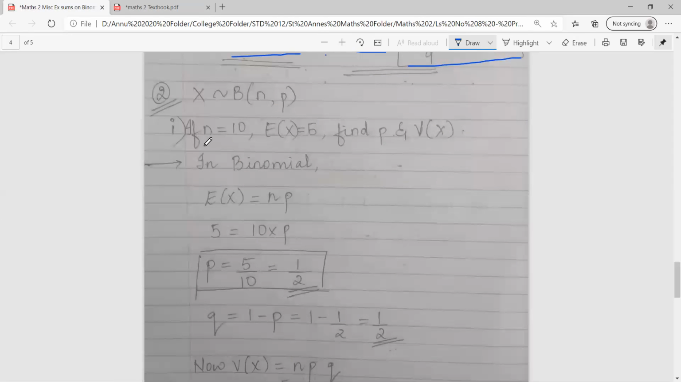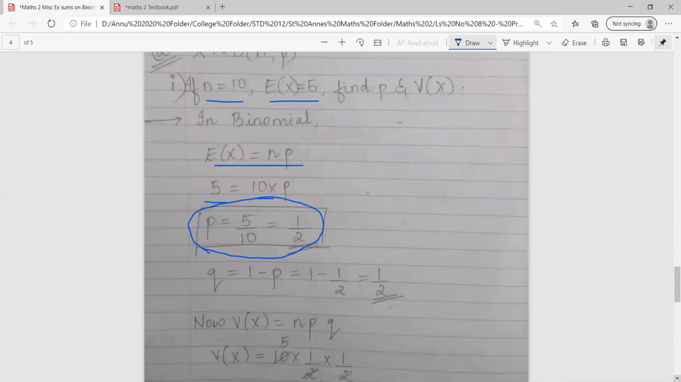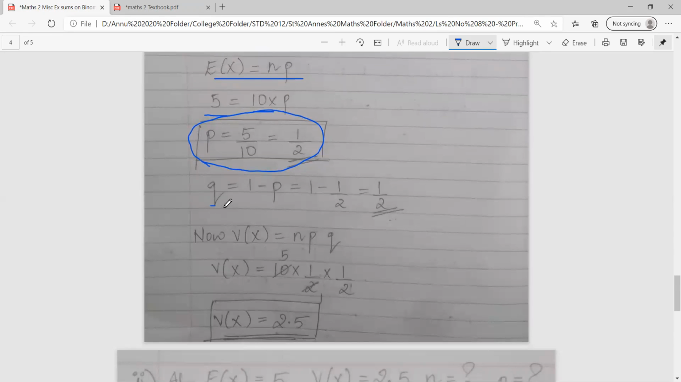So the first condition, we have n is equal to 10, E of X to be 5. So whenever class you are solving a binomial sum, always remember you have to first find out three alphabets, n, p and q. So let's have a look. In binomial, the value of E of X is n into p. Now we have E of X to be 5 and n to be 10. So this will help us in getting the value of P, which is 5 upon 10, which is 1 upon 2. Now, once you know the value of P, automatically you can find the value of Q as 1 minus P. Again, 1 minus half will give you half.